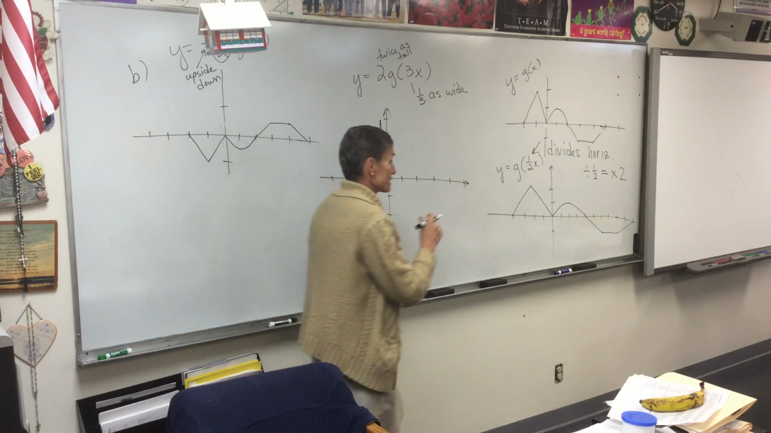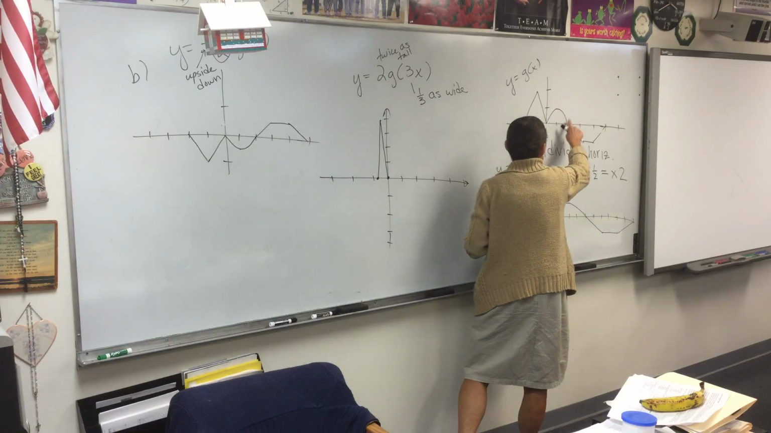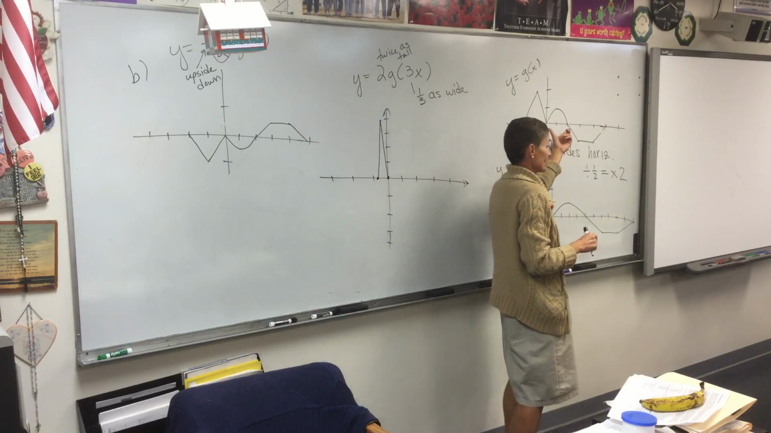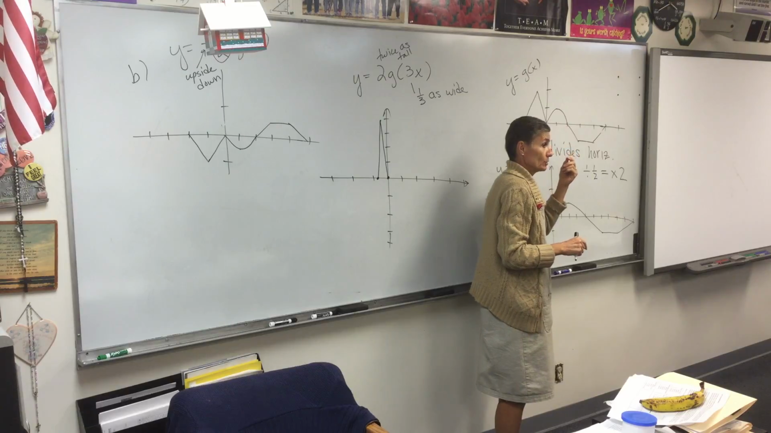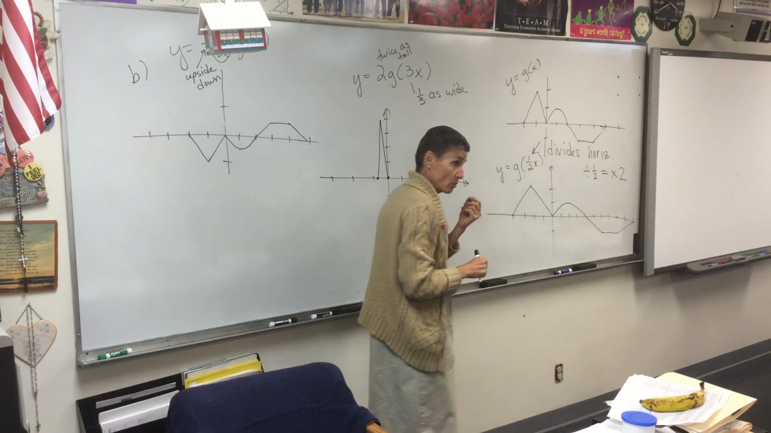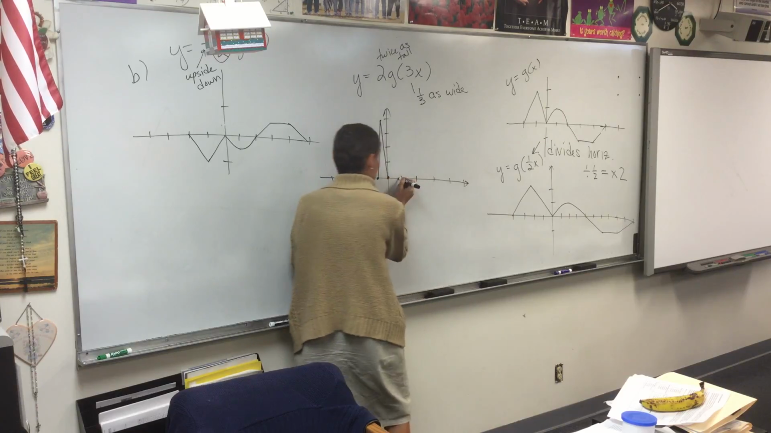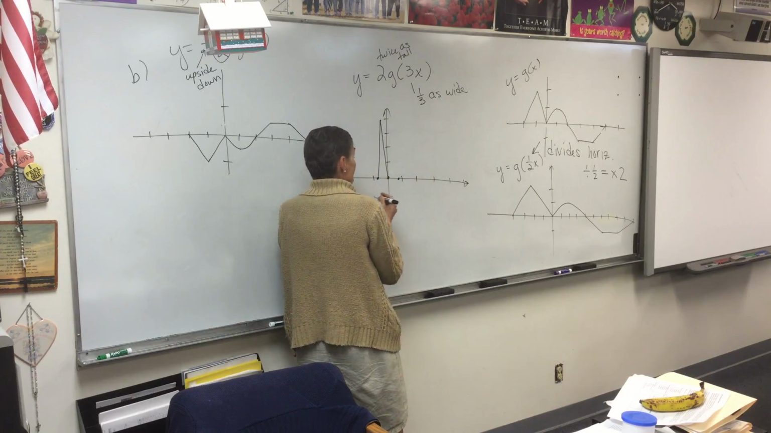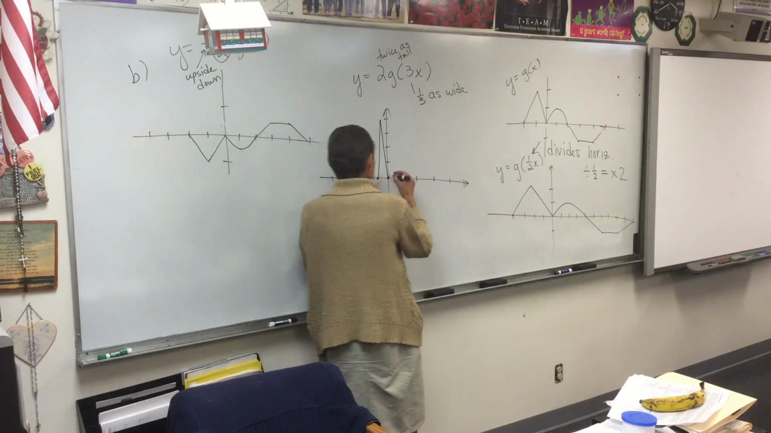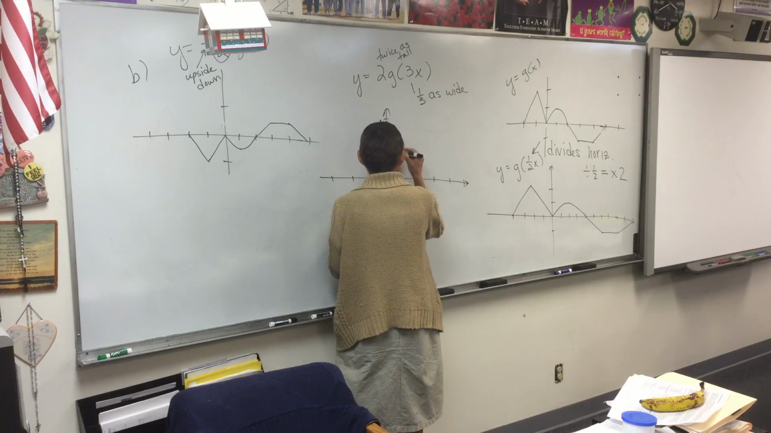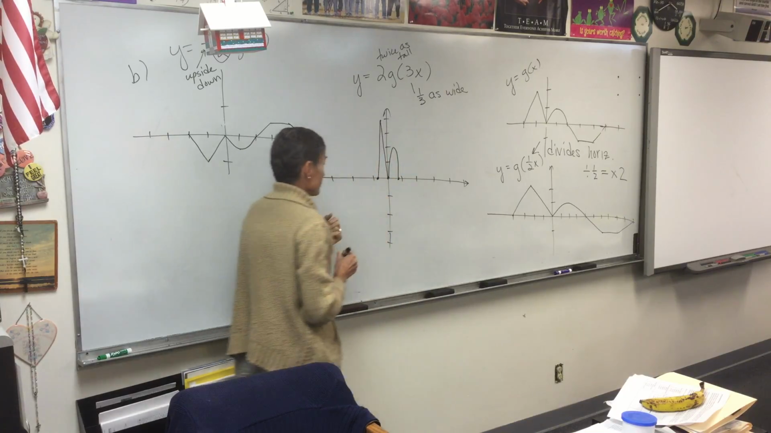All right, what about our semicircle? How wide was our semicircle? 2. Now he's only going to be 2/3. So he's going to end there at 2/3. And he's going to be twice as tall as he was before. So he's going up to 2.